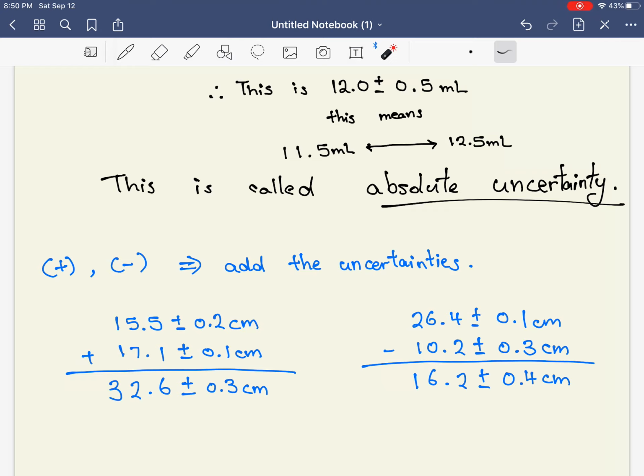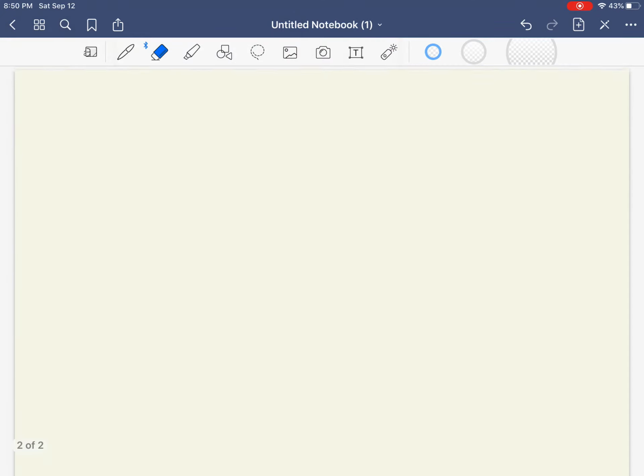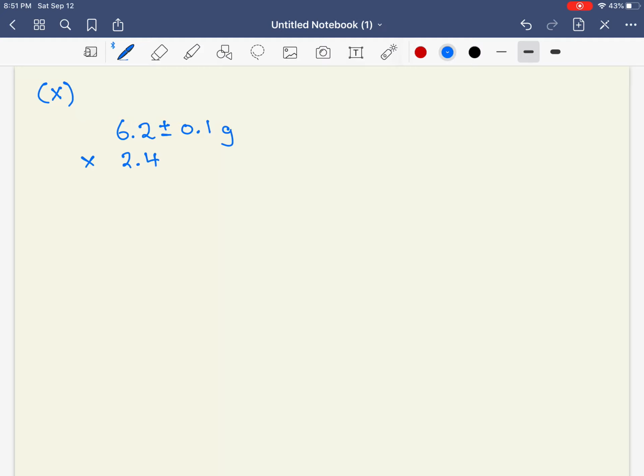All right, so right now, we're gonna move our attention, of course, to multiplication and division. What do we do in that situation? Okay, so for multiplication, let's do an example. We have 6.2 plus or minus 0.1 gram, times 2.4 plus or minus 0.2 milliliter, sorry.